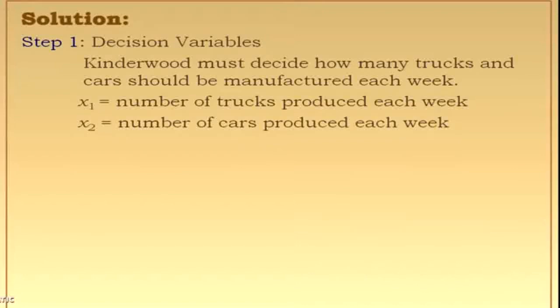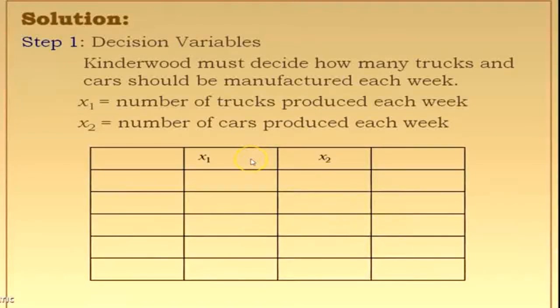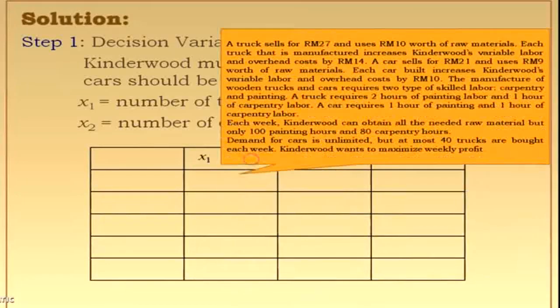Before we go to the next step, we need to extract the information from the problem. Write all information points in a table so that it's easy for us to construct the objective function and constraints. We have two columns, x1 and x2. Let's read the problem sentence by sentence.